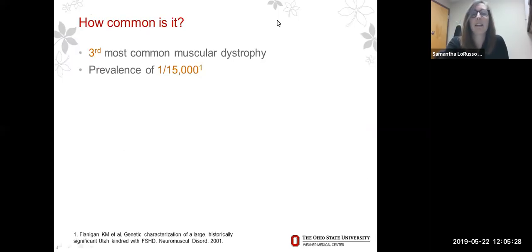So how common is FSH? It's the third most common muscular dystrophy, with a prevalence of about 1 in 15,000. Now, if you look at different sources, this number is going to be different almost anywhere you look, just depending on the population that was studied.